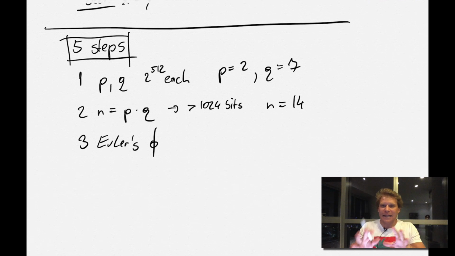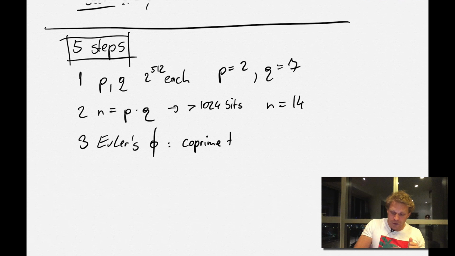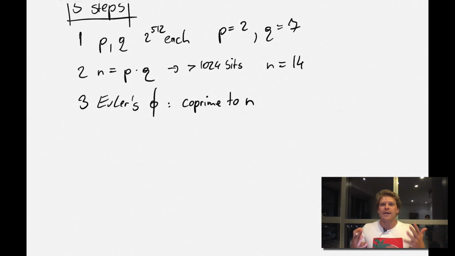I'm going to explain what this actually means and how this works in just a second, but I just want to explain this to you. So what is Euler's phi? Euler's phi is actually the amount of numbers that are co-prime to n, in this case. So the question is, what are the numbers that are co-prime to 14?